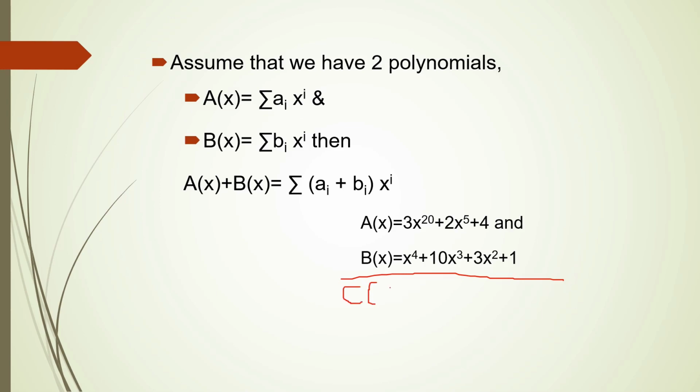Let us assume that the resultant polynomial C of x is equal to 3 into x to the power of 20. Then you remove this term. After adding the term from the respective polynomial to the resultant polynomial, you remove the term, because that term should not be considered for the next iteration. Then next consider the term from the first polynomial. Now this becomes the first term of the first polynomial. So now compare the exponent.